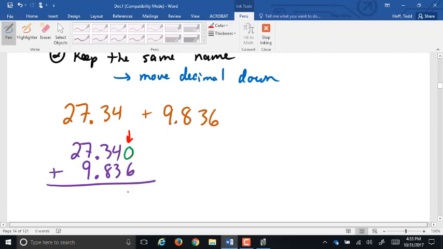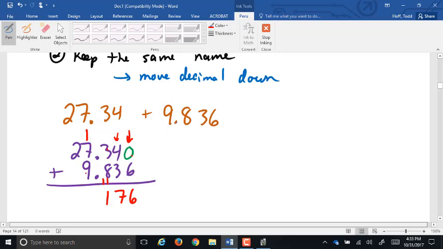So 0 plus 6 is 6 thousandths. Here I have hundredths lined up with hundredths. 4 and 3 make 7 hundredths. This is my tenths. 8 and 3 make 11. Just like any whole number I can carry, so I'm going to keep the 1 and carry the 1.